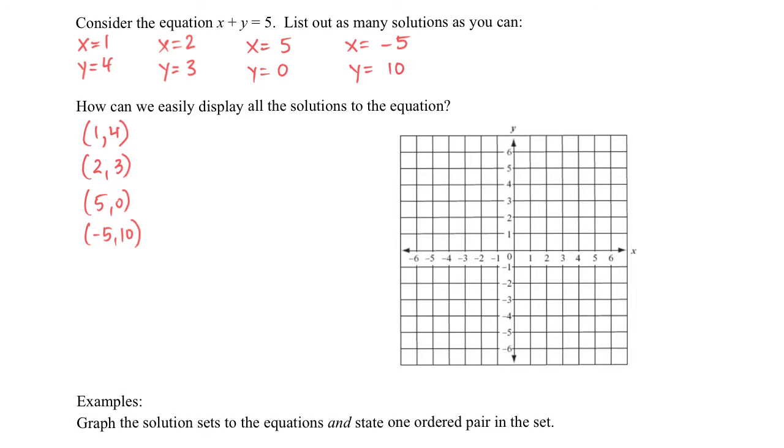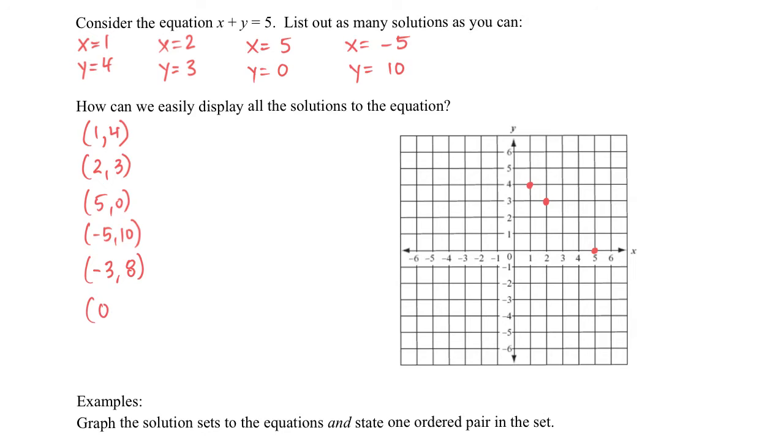And if I plot those, I can plot all of those. So remember that this is your x coordinate and this is your y coordinate. So we go left, right first, we go up, down second. So 1, 4 would be right here, and 2, 3 would be right here, and 5, 0 would be right here, and -5, 10 is off the graph. Let's see if we can come up with just a couple more. How about, what if x was -3? Okay, well that would make y 8. That wouldn't be on this graph either.